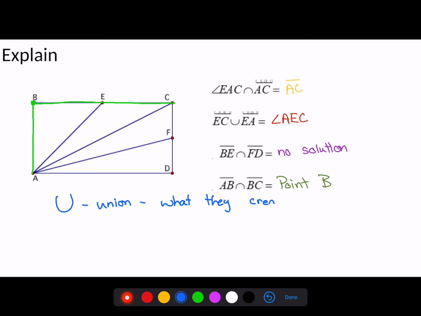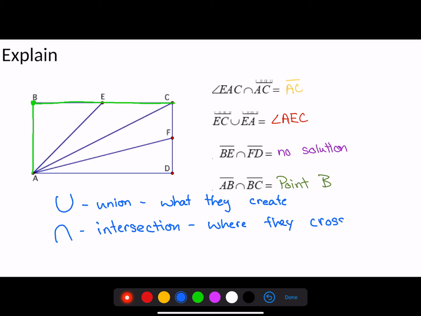All right, and again, I just want to leave this here for you guys. The U is a union, what they create. Meanwhile, the upside down U is an intersection, where they cross. So make sure that you guys know unions and intersections, very important. You're going to see it quite a bit.